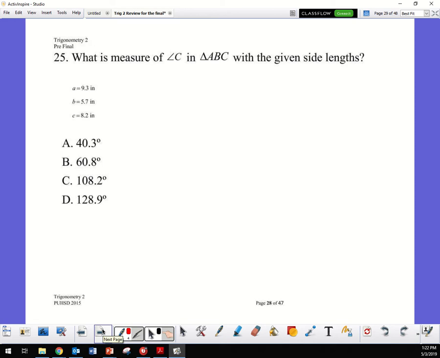Number 25. Let's see. What is the measure of C in triangle ABC? So let's go through. Whenever I get something like this, what's the important thing I need to do? Draw it first. So I'm going to draw it.